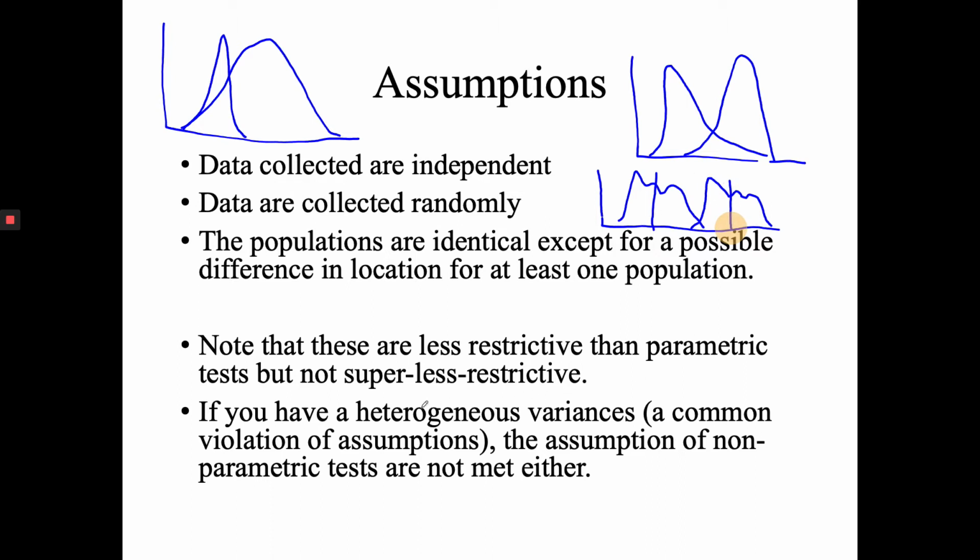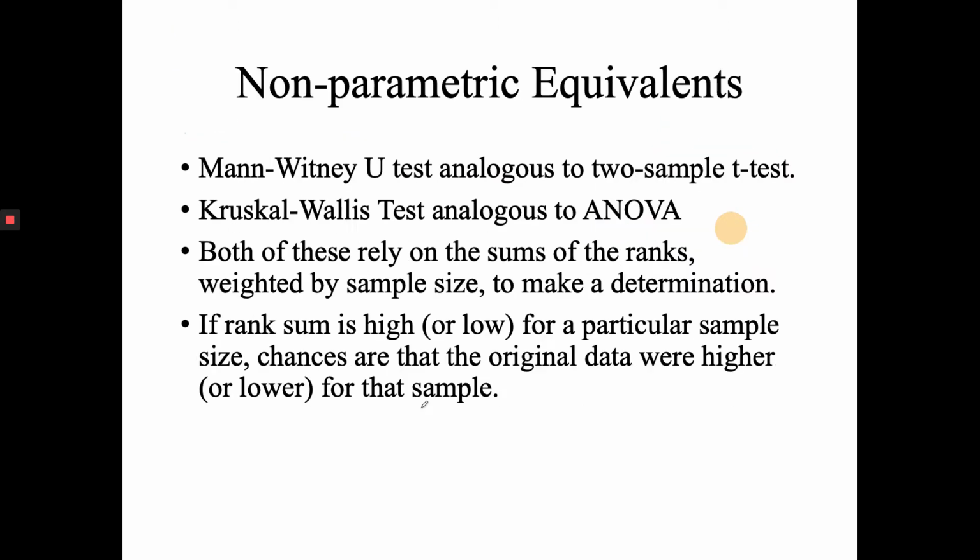And so if you have heterogeneous variances, which is a super common violation, the assumptions of non-parametric tests aren't met either. And when this happens, non-parametric methods aren't any better than parametric methods, and in many cases, the parametric method will still have more statistical power.